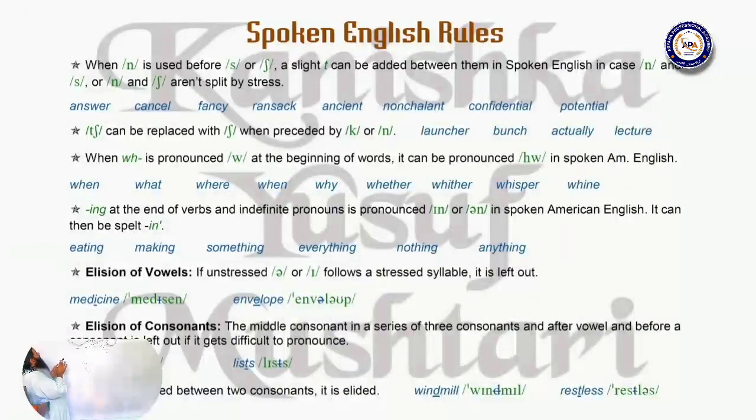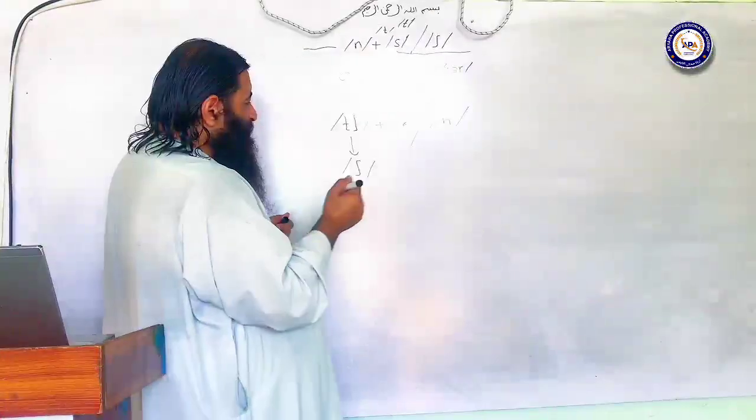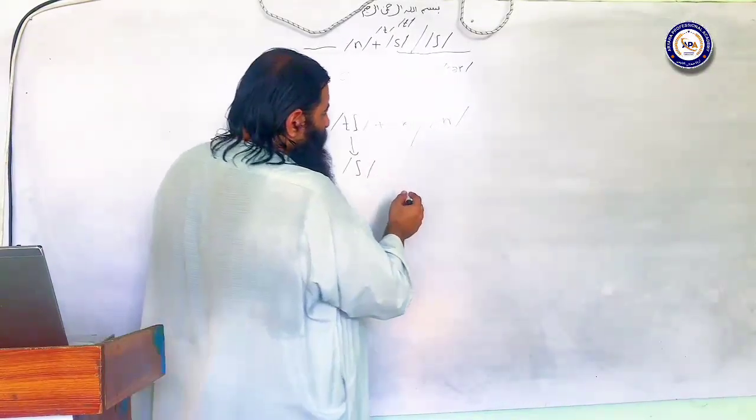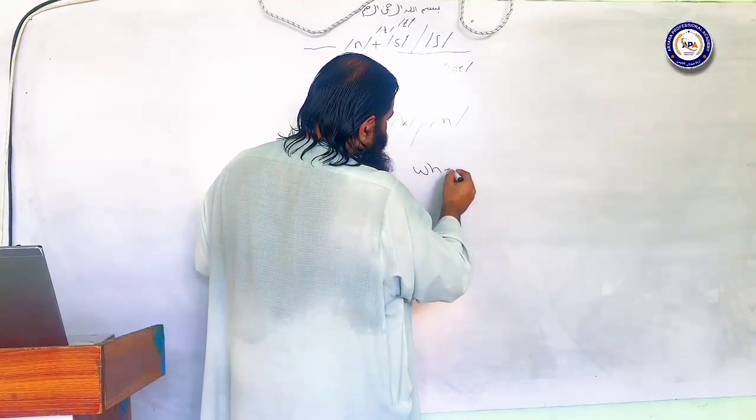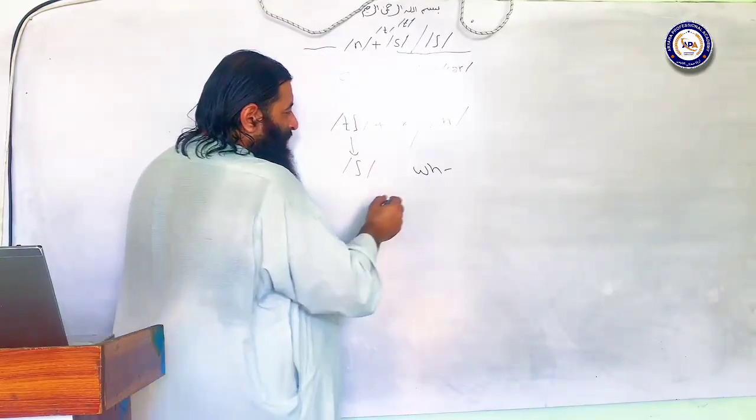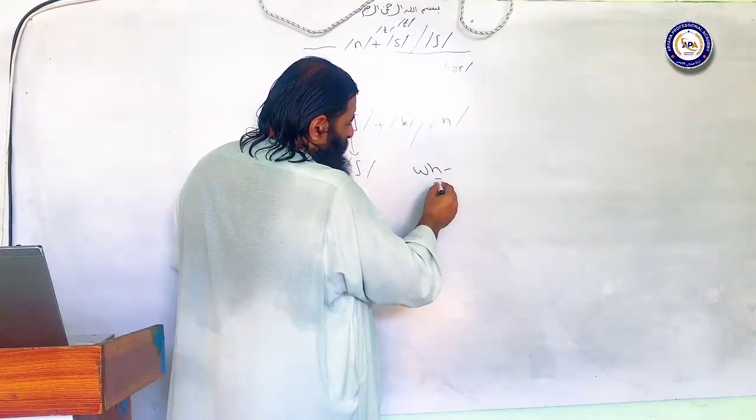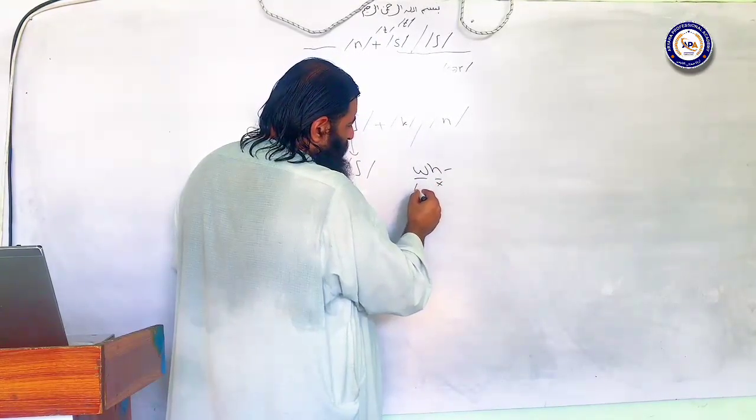And the next rule is for American English. When WH is pronounced, WH is pronounced whenever at the beginning of words. It can be pronounced as w in spoken American English, especially in strong form for emphasis. See, we studied that whenever we have WH at the beginning, H is silent and W is pronounced.